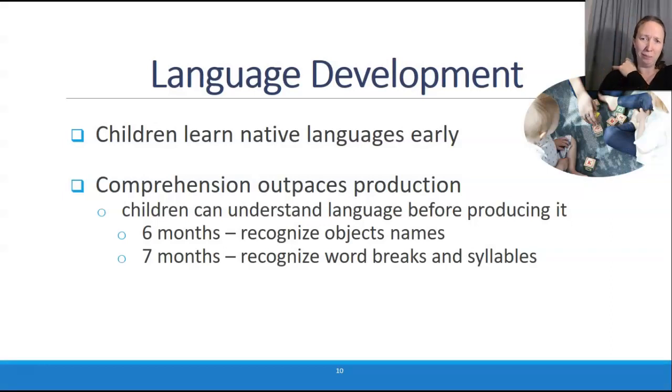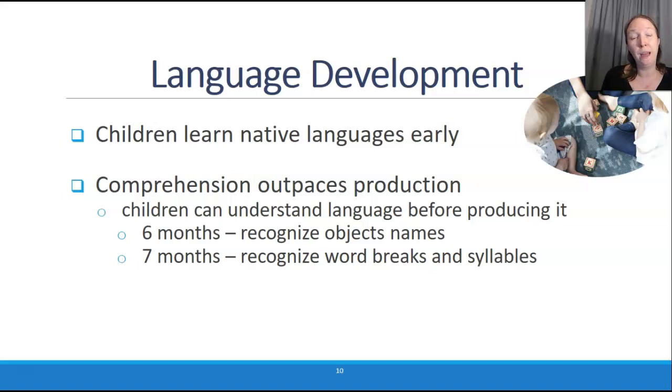How does language develop? Well, in children, native languages develop quite early. By 1 year old, we have typically learned about 3,000 words already. By the end of high school, you typically know about 60,000 words. It's crazy how much, once you get used to a language, how quickly we can learn new words.